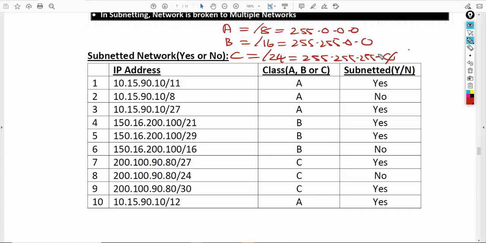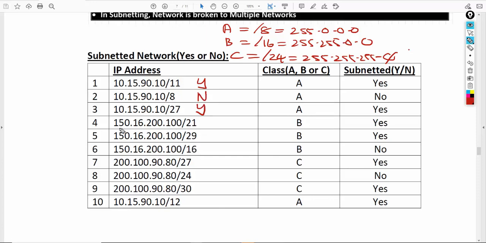Okay, so look at the IP classes. The first 3 are class A. This is more than /8. This is more than /8. So the answer is yes, this is subnetted. The answer for this one is no. And these 3 are class B, as you can see.